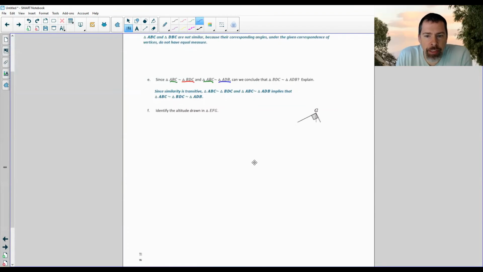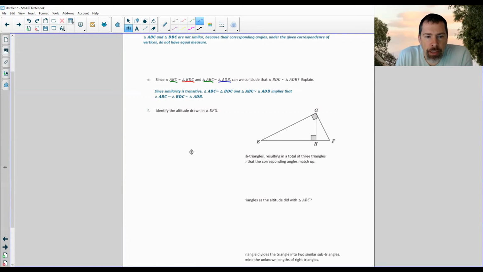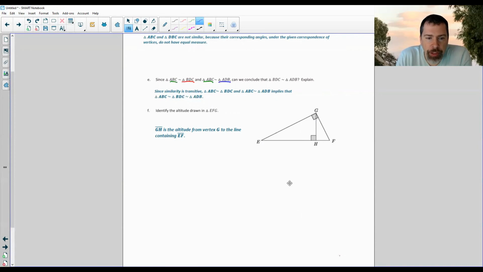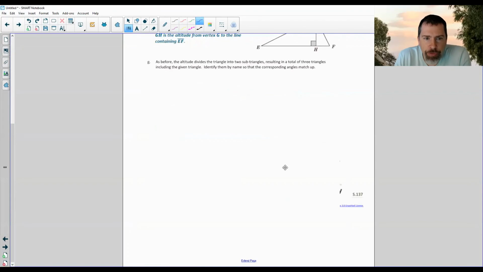Identify the altitude in EFG. Okay, so let me move this over like so. So the altitude in EFG. So here's triangle EFG. The altitude is a perpendicular line drawn from the vertex down to the side opposite, and it is at a right angle, or perpendicular. So GH is the altitude from vertex G to the line containing the side EF. Okay, simple enough.